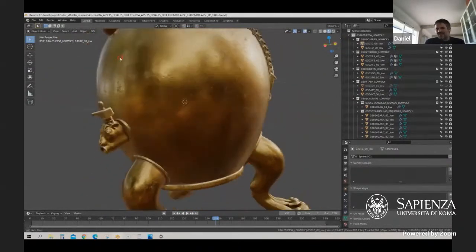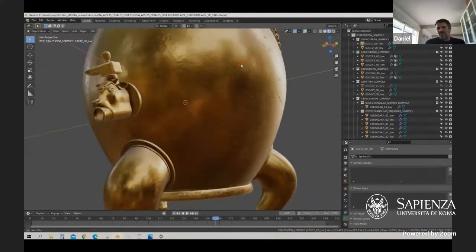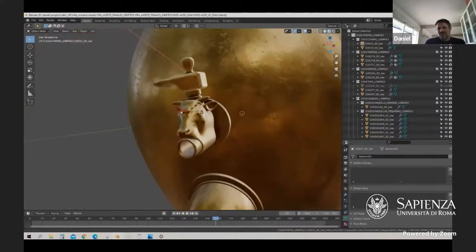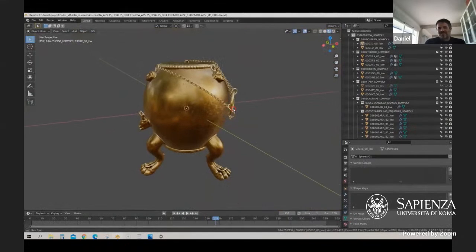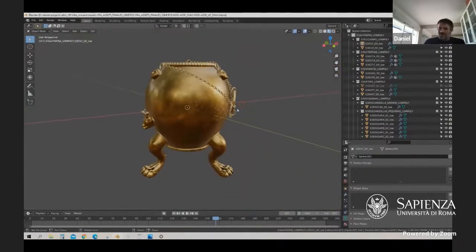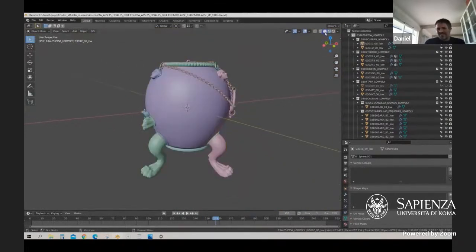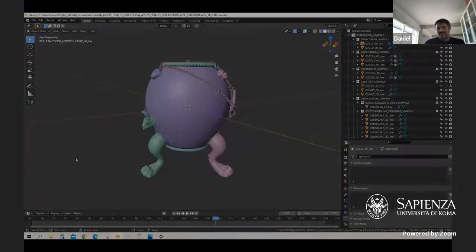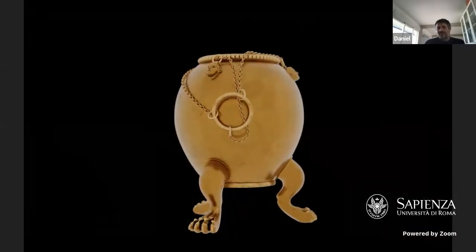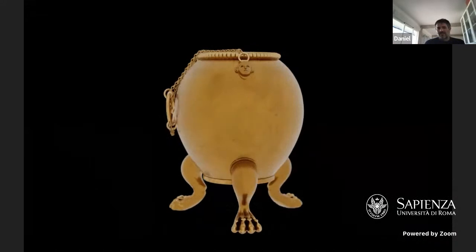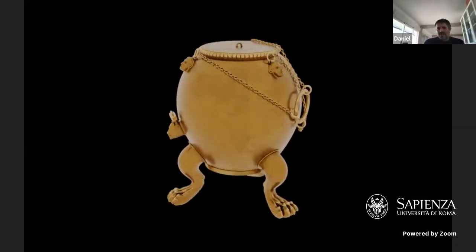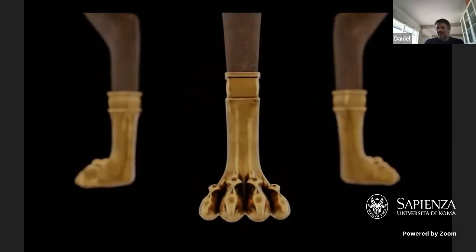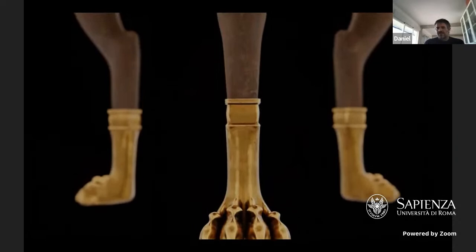You probably are familiar with this workflow. Most of you probably use Blender, but for those of you who are not so familiar, this is how we work with artifacts in Blender in a 3D environment, no matter if it's Blender, Maya, or ZBrush, or any other 3D modeling package.